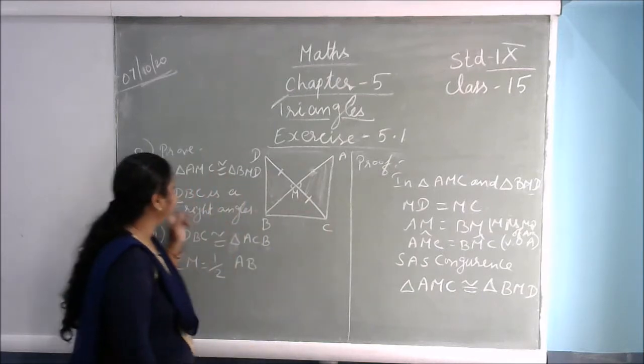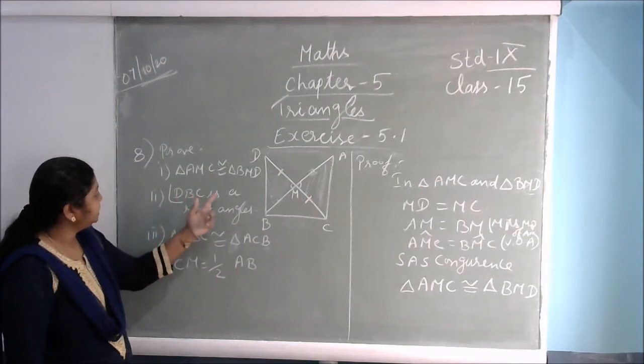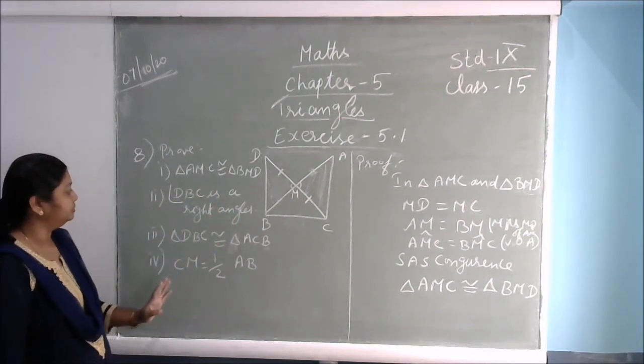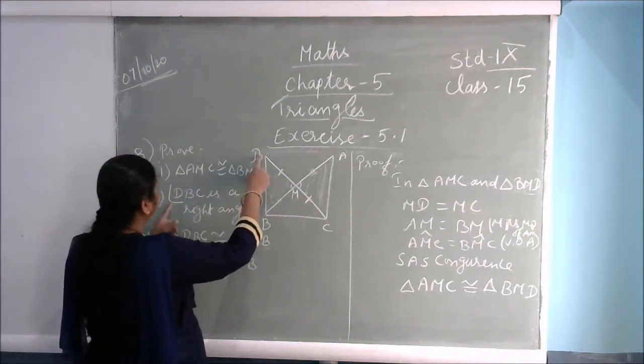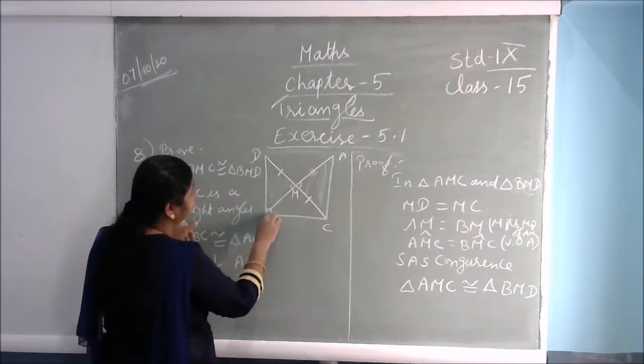The first one we proved. The next one is what? Angle DBC is a right angle. So you have to show angle DBC, that means this angle, you have to show it's a right angle.